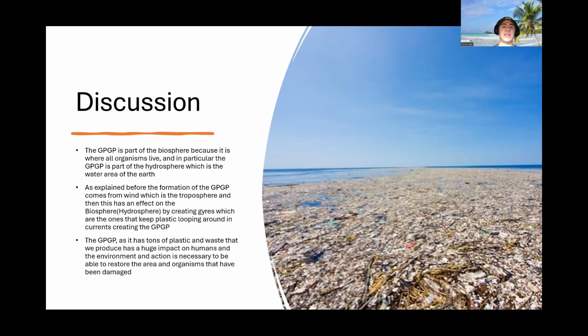Discussion. The Great Pacific Garbage Patch is a part of the biosphere because it is where all the organisms live. And in particular, the Great Pacific Garbage Patch is part of the hydrosphere, which is the water area of the Earth. As explained before, the formation of the Great Pacific Garbage Patch comes from wind, which is the troposphere. And then this has an effect on the biosphere and hydrosphere by creating gyres, which are the ones that keep plastic looping around in currents, creating the Great Pacific Garbage Patch.